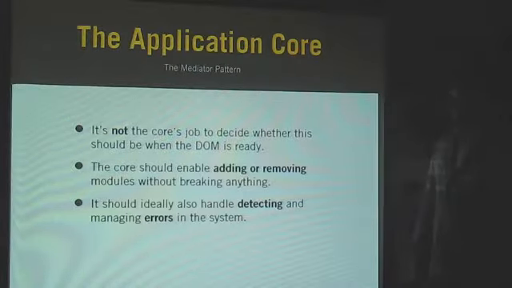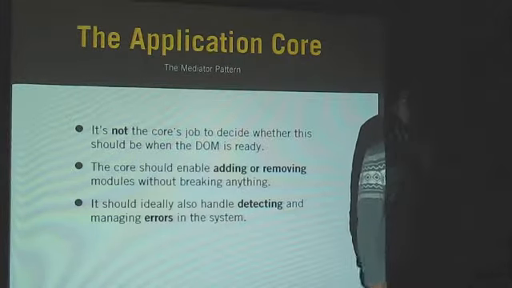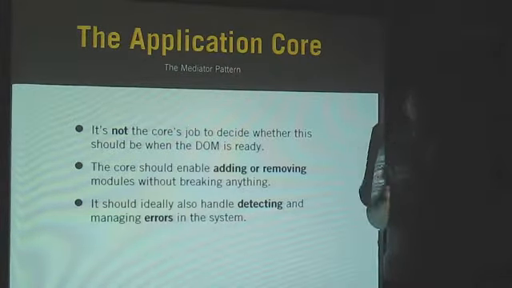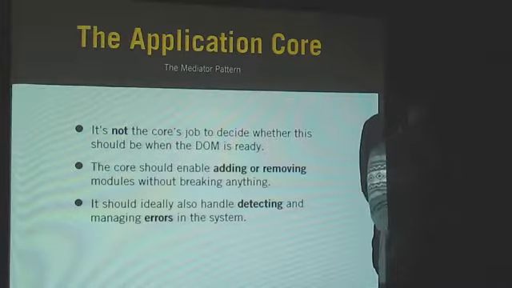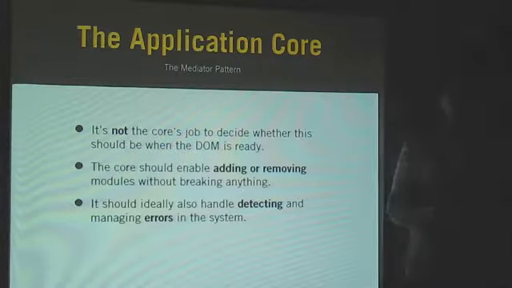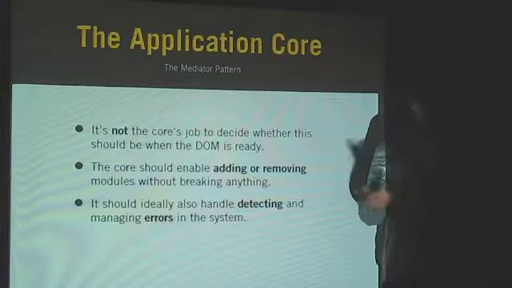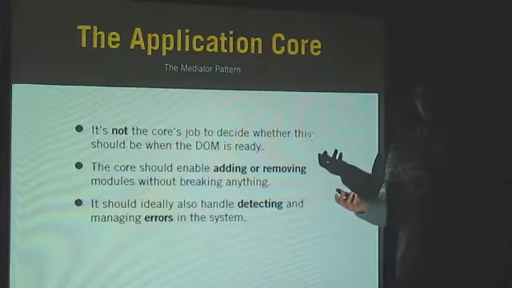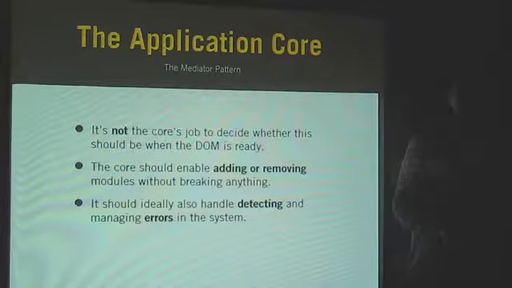You should also be able to allow your application core to handle detecting and managing errors in your system. So if one of my modules crashes, if something breaks, I should be able to respond to that. My reaction shouldn't just be, oh no, my application's died. Nobody wants to see that, right?